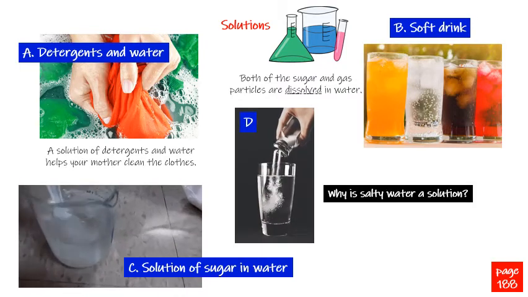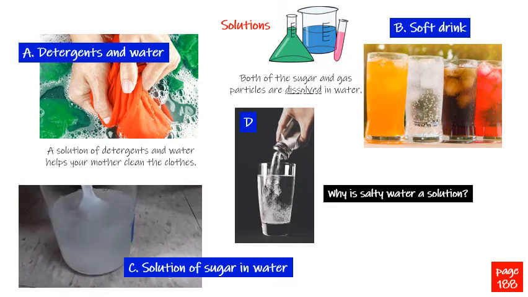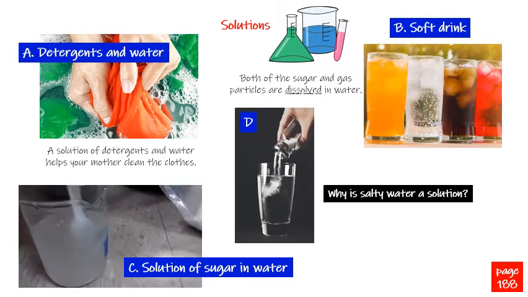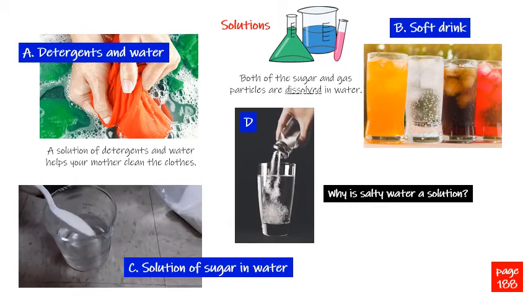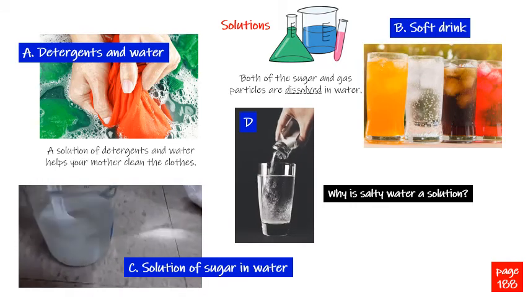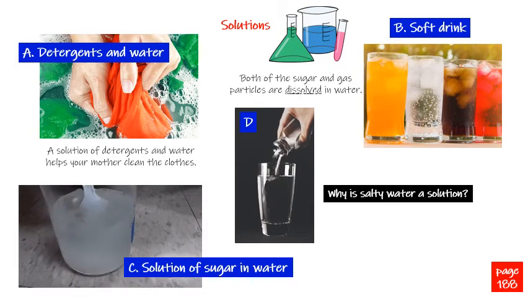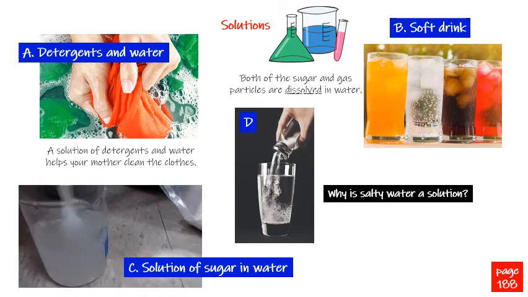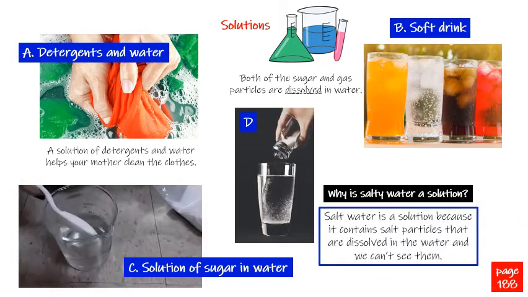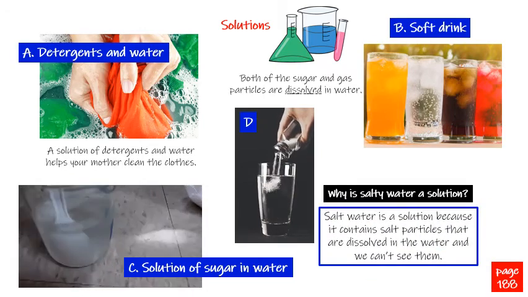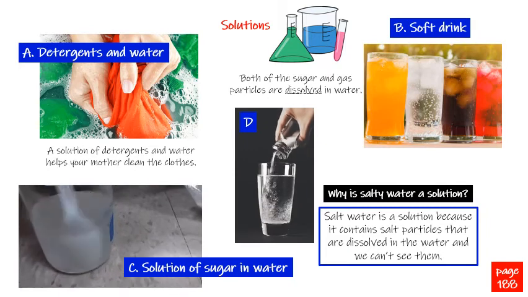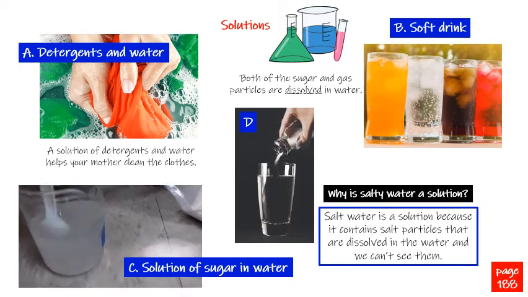Why is salty water a solution again? Who can tell? Can you see the salt particles after stirring the mixture? No. What happens to the salt particles in water? Good job, they dissolve. Excellent. So, salty water is a solution because it contains salt particles that are dissolved in water. We cannot see them anymore. Good job.